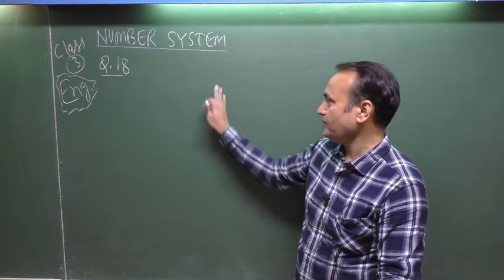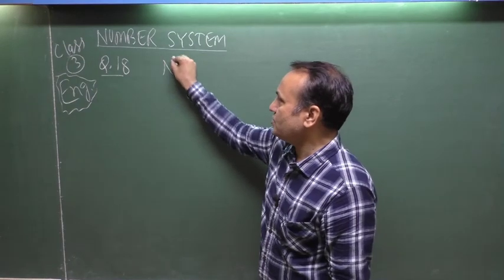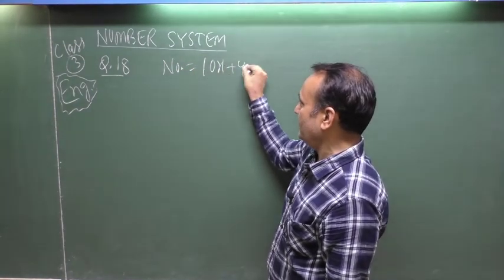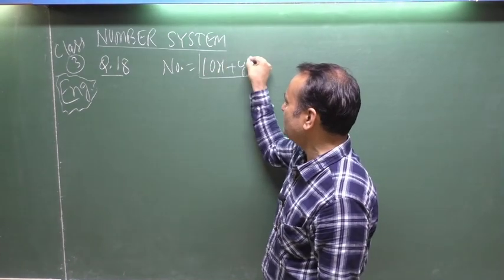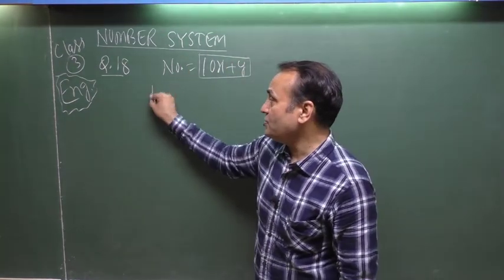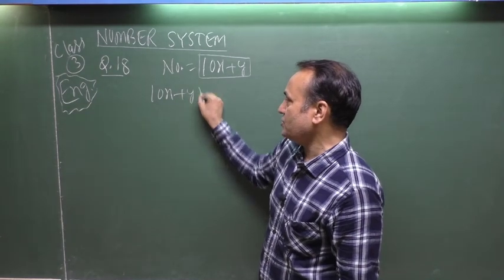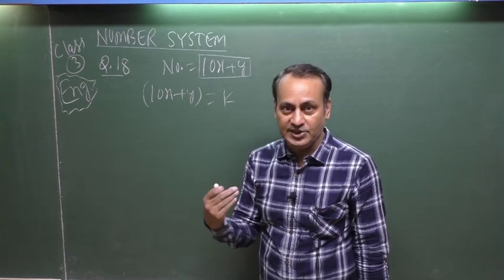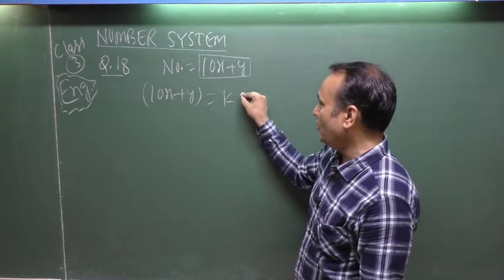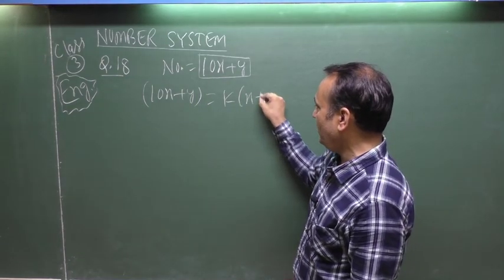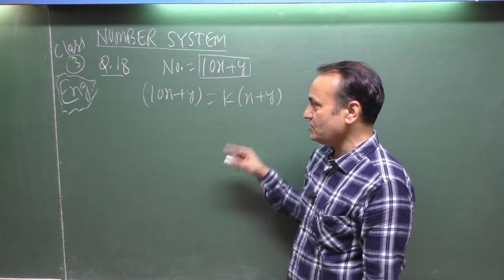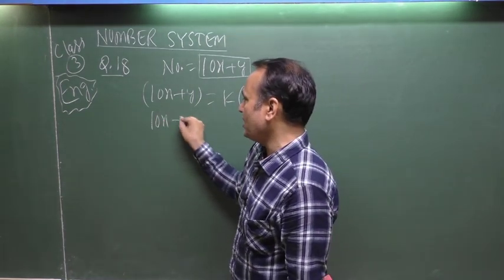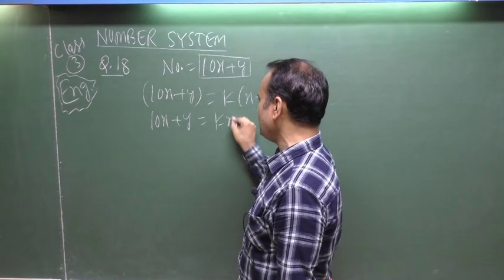See here. The question says there is a two-digit number 10x plus y, and this number 10x plus y is k times the sum of its digits. That means k times the sum of its digits, x plus y. After proceeding, you see here 10x plus y equals kx plus ky.